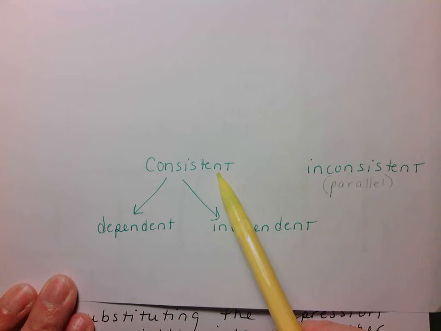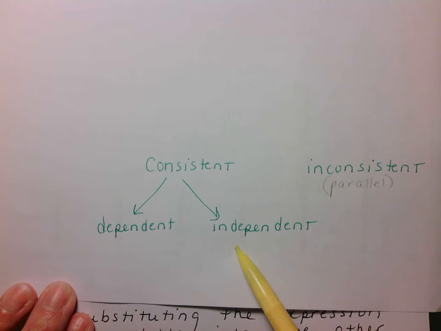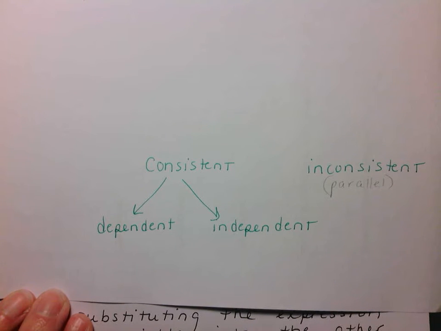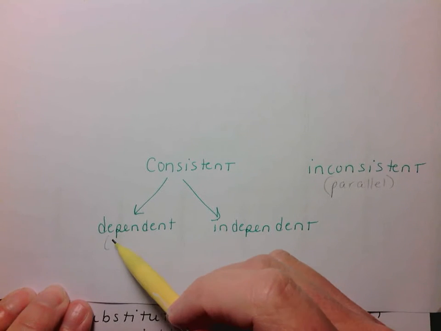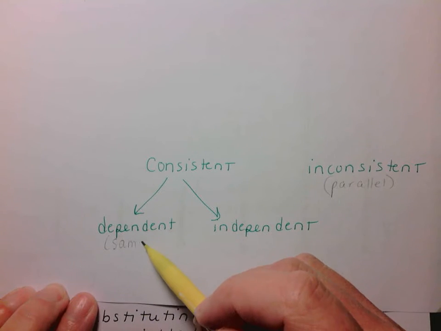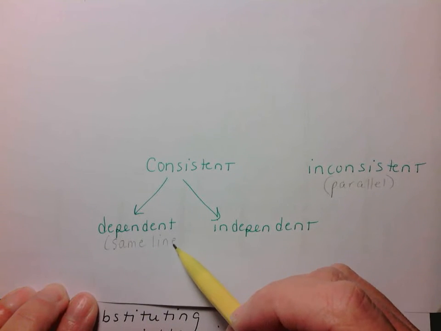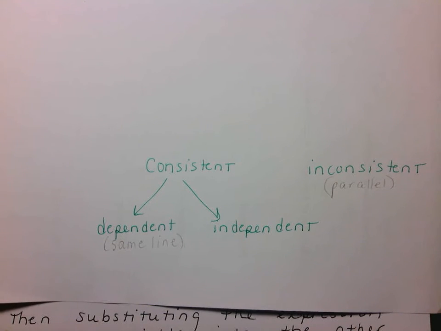Now, a consistent system with at least one point of intersection can either be dependent or independent. If it's independent, there's only one point of intersection. There's only one xy coordinate that will make both equations true. They intersect at one place. But a dependent consistent system has an infinite number of solutions. Why? They're the same line. So you can either have a consistent or an inconsistent system, and then a consistent system can either be dependent or independent.